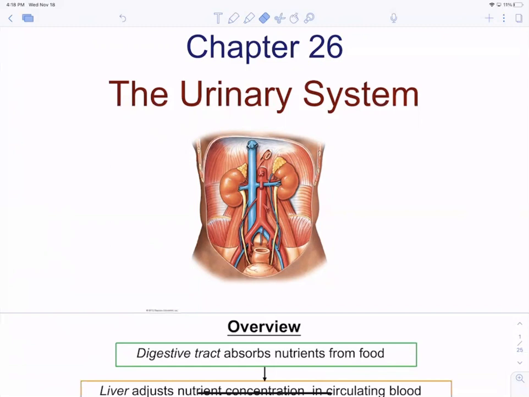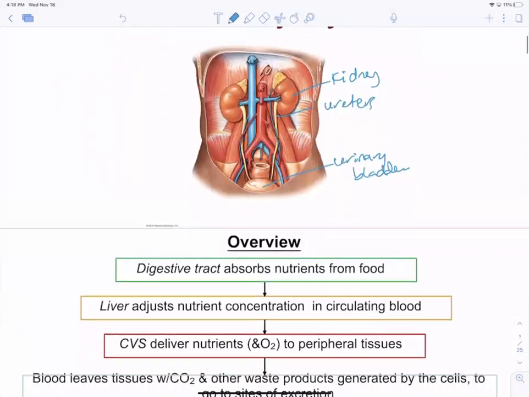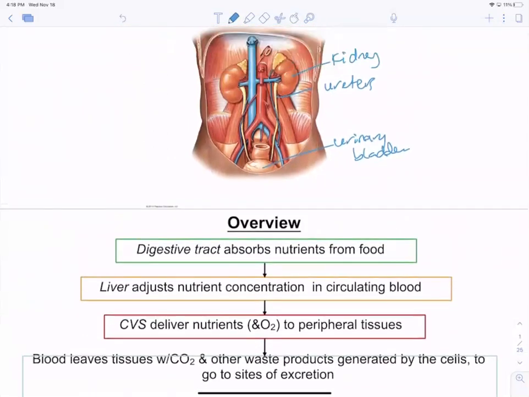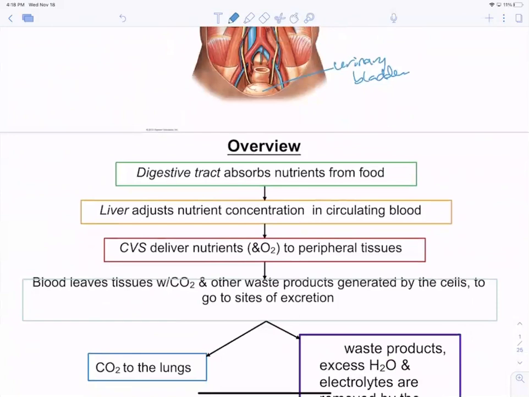So chapter 26 is the urinary system, and the anatomy of the urinary system is pretty straightforward. You have a couple of kidneys, and you have some ureters, and you have a urinary bladder, and then you have a urethra that extends from the bladder to the outside. So the kidneys are really tasked with filtering your blood. And so let's get a big picture of everything that's going on here.